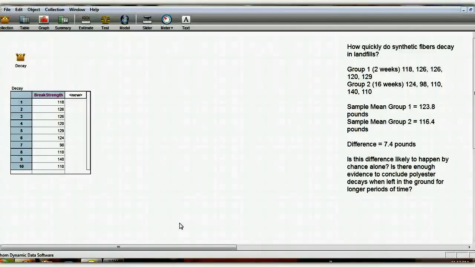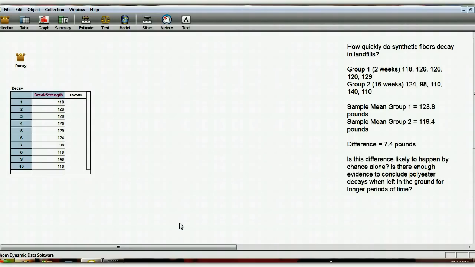For this screencast, we're going to take a look at an activity that's described in the 4th edition of The Practice of Statistics. This is found in Chapter 10, Section 2, and it's an activity involving comparing two means. So this activity takes a look at how quickly synthetic fibers decay in landfills.